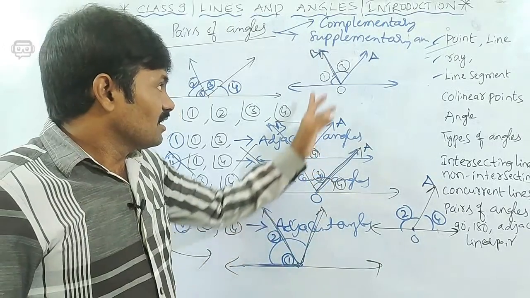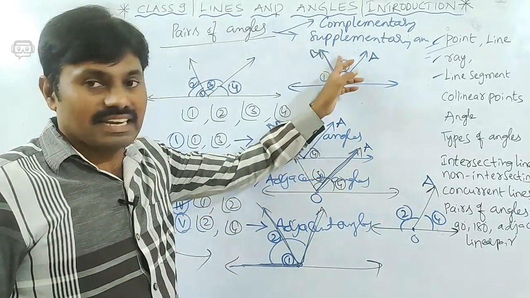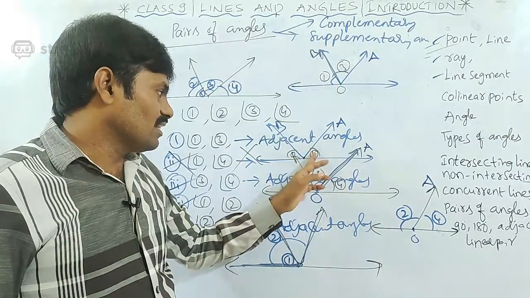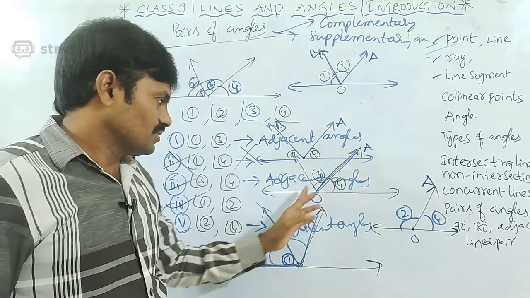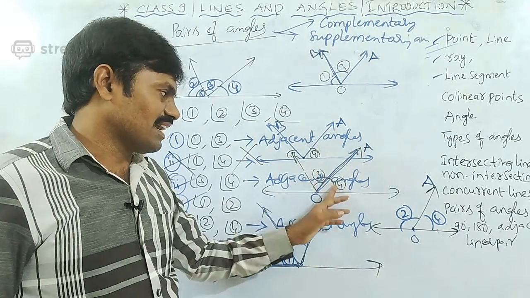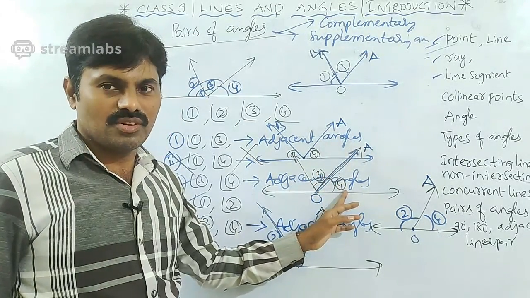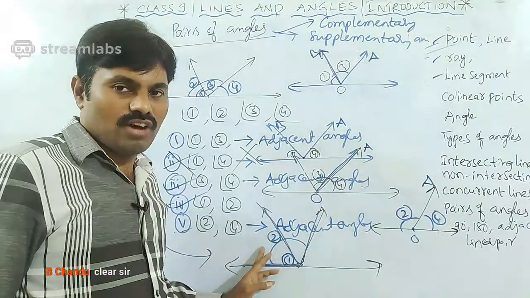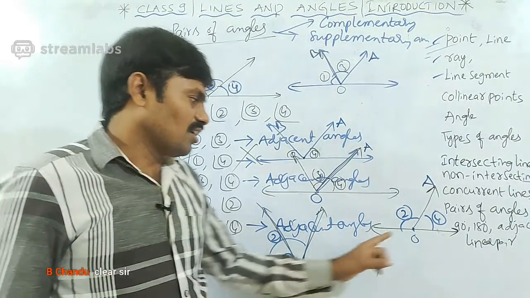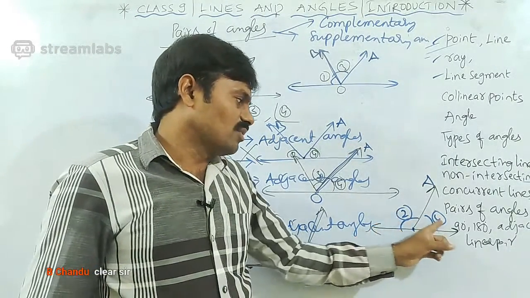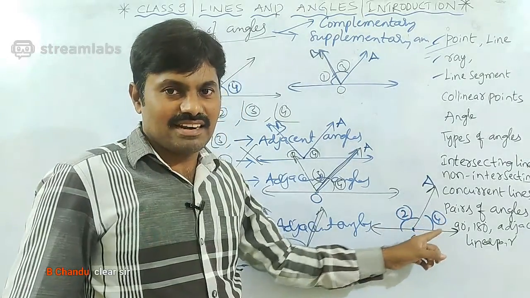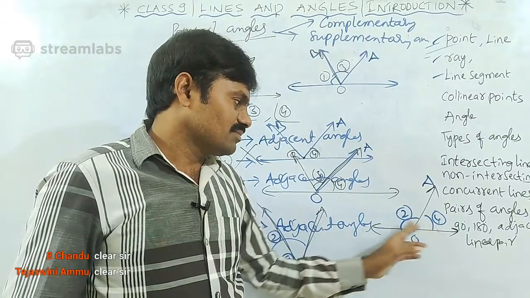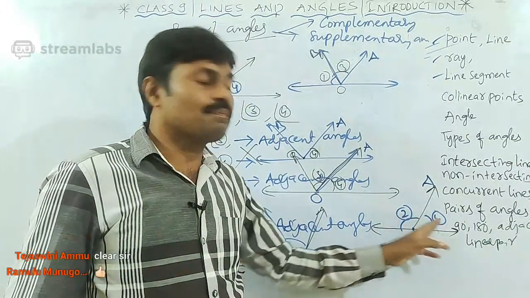See here. These two are adjacent angles. Are they forming a straight line? No. These two are not adjacent. These two, angle 3 and angle 4, are adjacent angles, but are they forming a straight line? No. Here angle 1 and angle 2 are adjacent angles, but are they forming a straight line? No. Now come to this example. Angle 2 and angle 4 are adjacent angles, and are they forming a straight line? Yes. Means they are forming a straight angle. So we call this type of pair a linear pair.